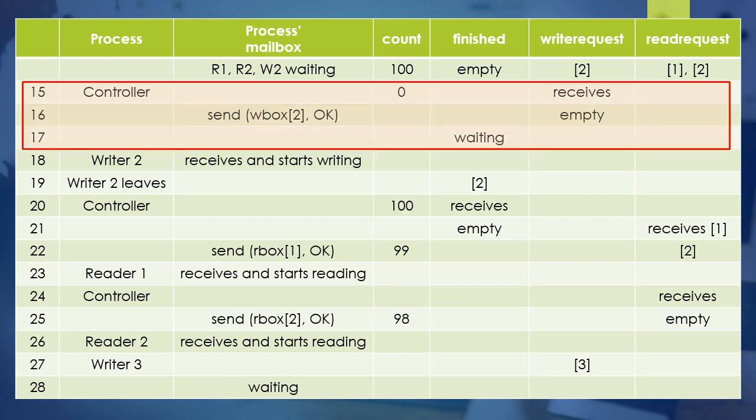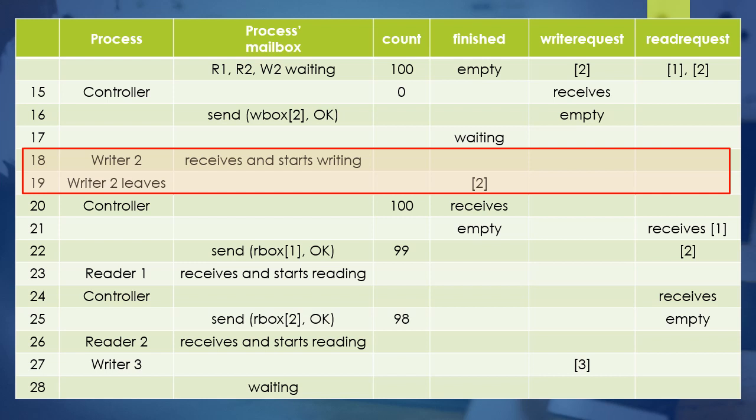Since count is greater than 0, the controller starts checking mailboxes. Finished is empty, so it proceeds to write request. The controller receives the write request by writer 2 and subtracts 100 from count. Count becomes 0. So the controller sends an OK message to wbox2 and blocks to receive a message in the finished mailbox. Writer 2 receives the controller's OK message and starts writing on the file.